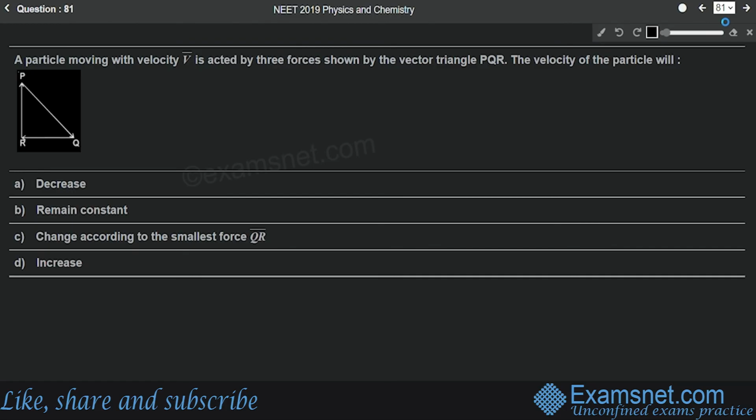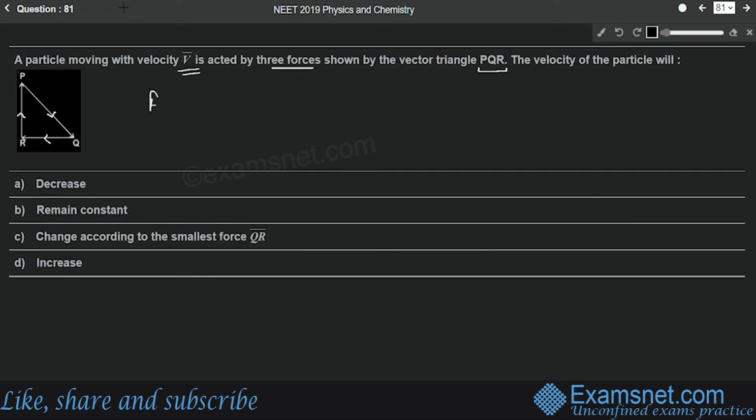Now question number 81 is related to motion in a plane, and the question is: a particle moving with velocity vector v is acted on by three forces shown by the vector triangle PQR. The velocity of the particle will be... okay, so this is the triangle. We can see, look at the direction here, that the forces are forming a closed loop in the same order. What does that mean?